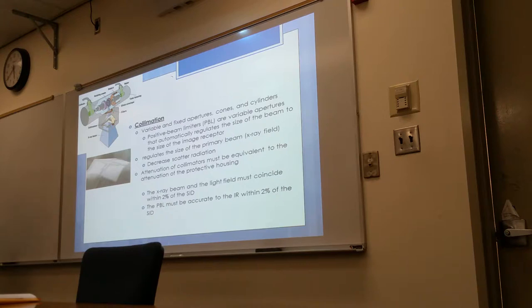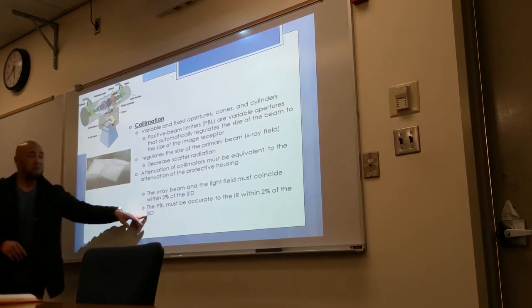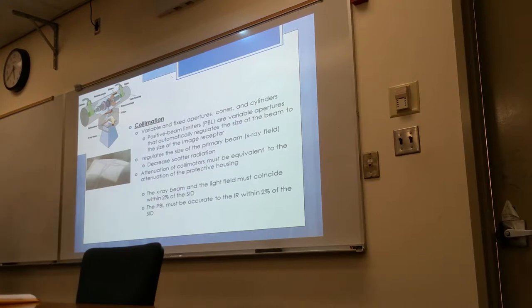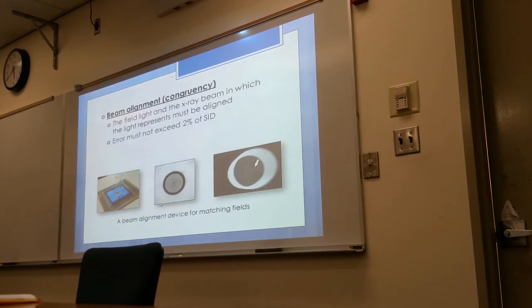Why is that an issue? Why should we pay a lot of attention to that? The light has to match the X-ray beam, and if it doesn't match, you can cut off anatomy. The PBL, the positive beam limiter, must be accurate to the image receptor, also within 2% of the SID. Any questions? All right, let's keep on going.